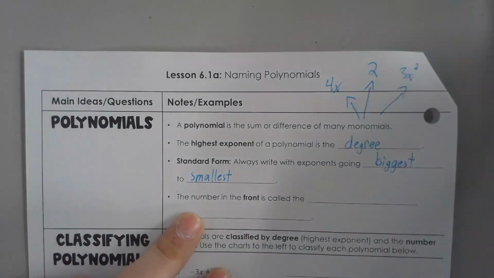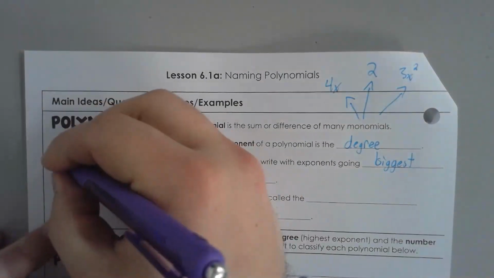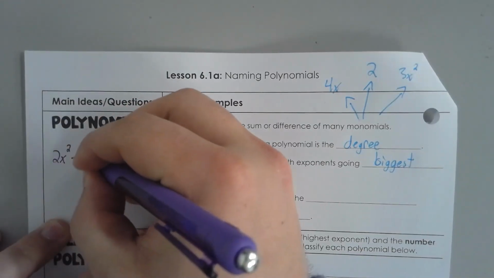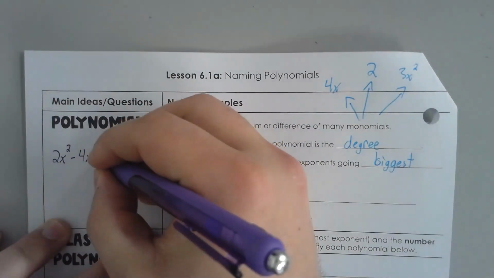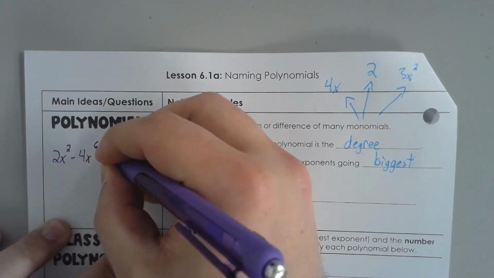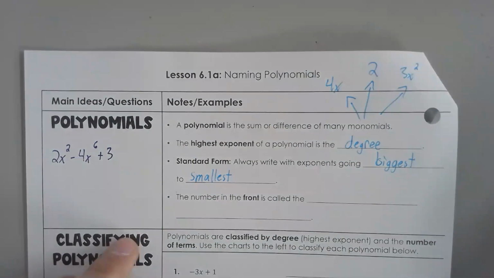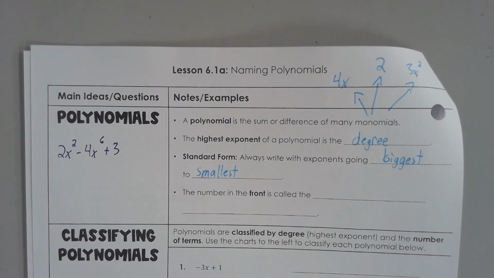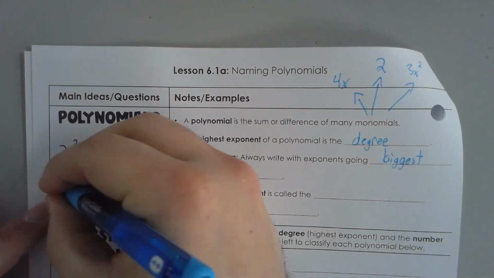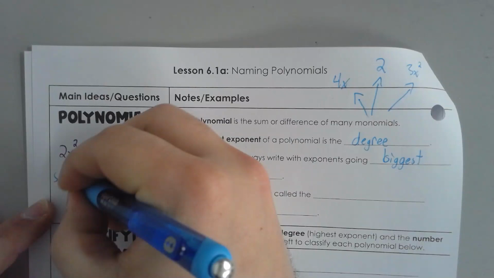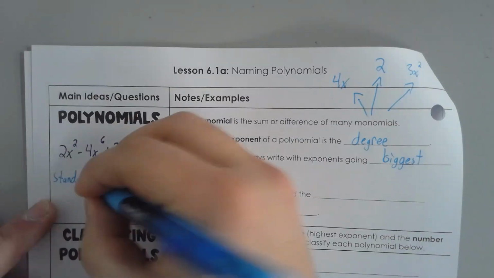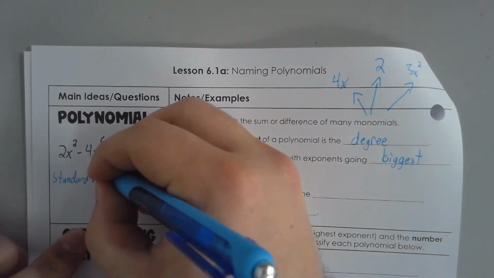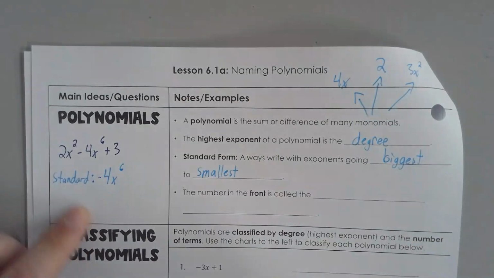So, for example, if we had the polynomial 2x squared minus 4x to the 6th plus 3. That's a polynomial, but it's not in standard form because the exponents need to go in order from biggest to smallest. So negative 4x to the 6th goes first, because the 6th exponent needs to go first.